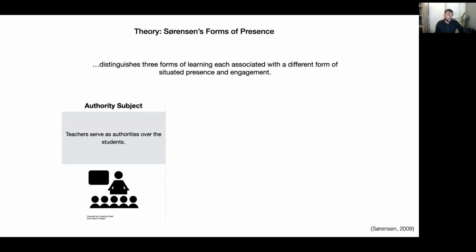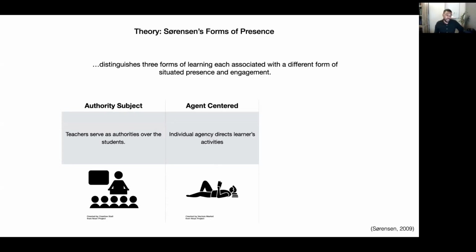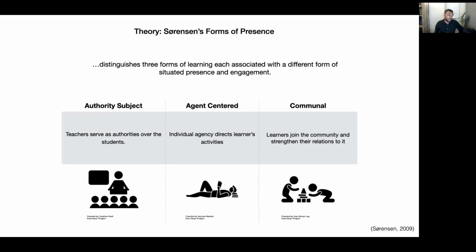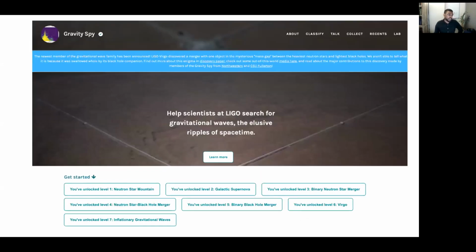The second form of presence is agent-centered, a more fluid form of learning where individual agency directs learners' activities. And then finally, communal presence, where learners engage with others and attempt to strengthen their relationship to the community through these engagements. As a setting for this work, we explored learning behaviors in the Gravity Spy Citizen Science Project.